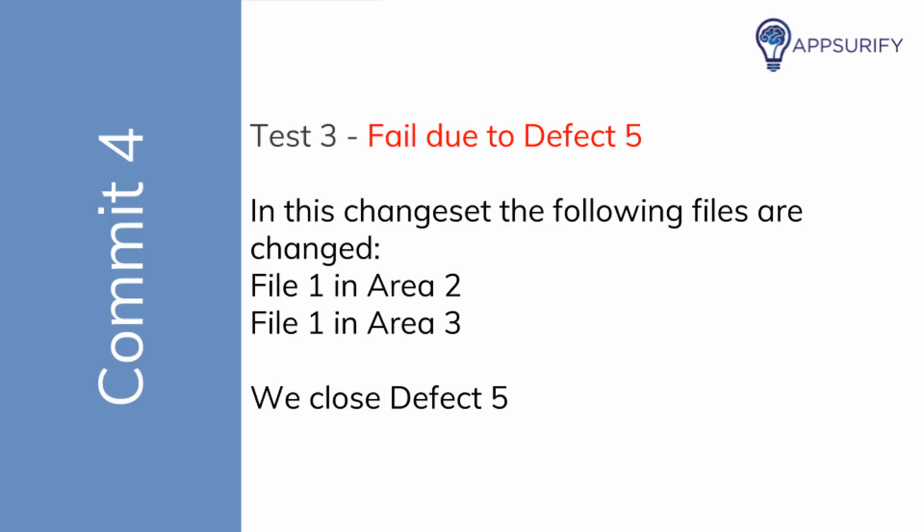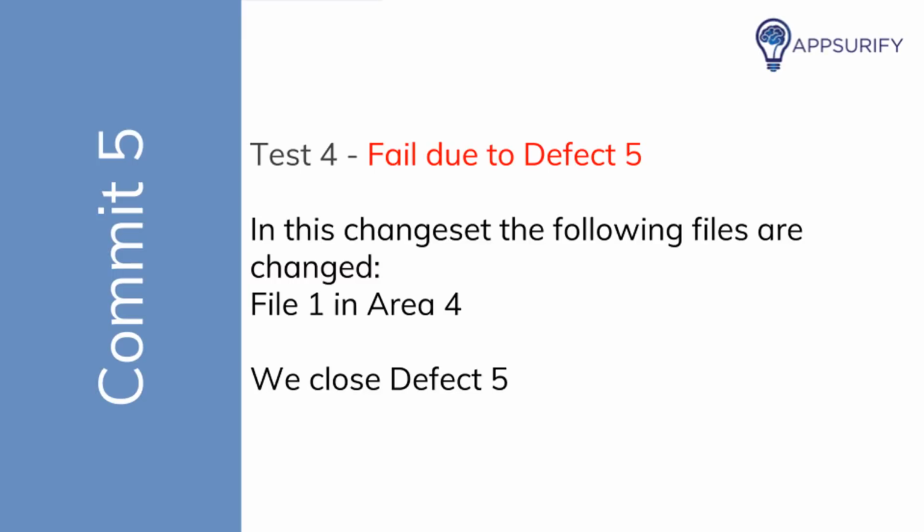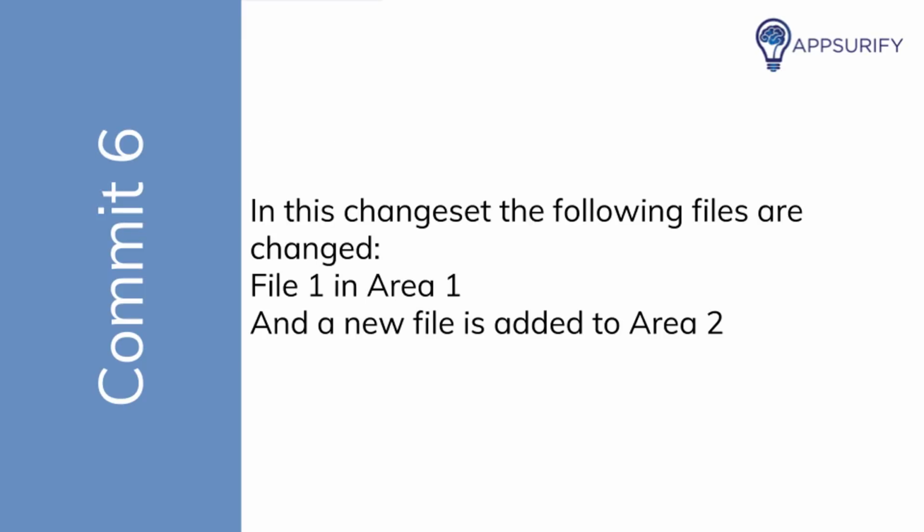In commit 4, file 1 in area 2 and file 1 in area 3 are both changed. Test 3 fails. In commit 5, we change file 1 in area 4 and test 4 fails. Then in commit 6, we have changed file 1 in area 1 and added a new file to area 2.